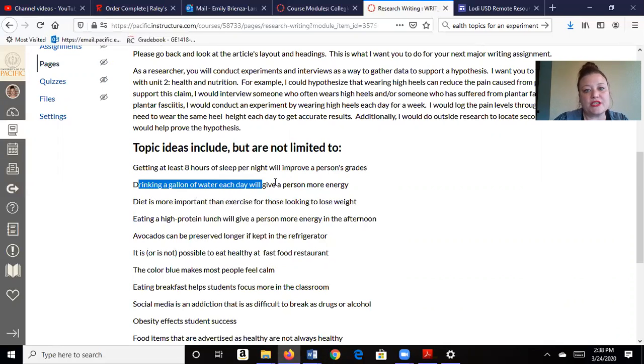Drinking a gallon of water each day will give a person more energy. If you drank a gallon of water every single day, did your energy improve? The only way to really measure that is probably by something like exercise. Perhaps day 1, you decide to run a half mile. Well, time yourself.